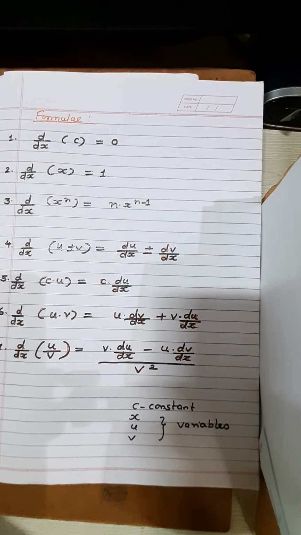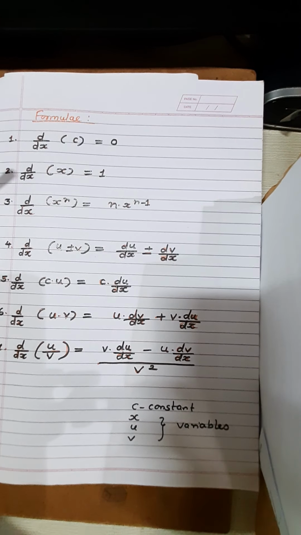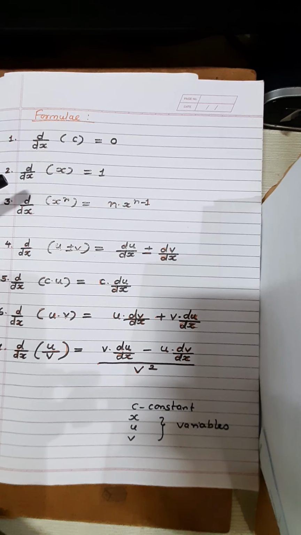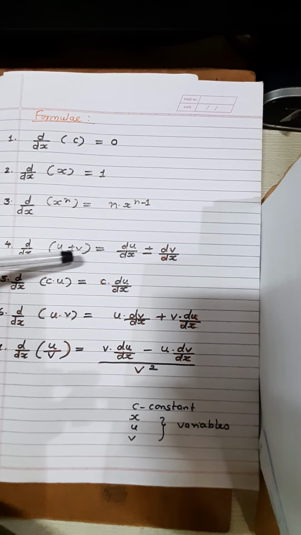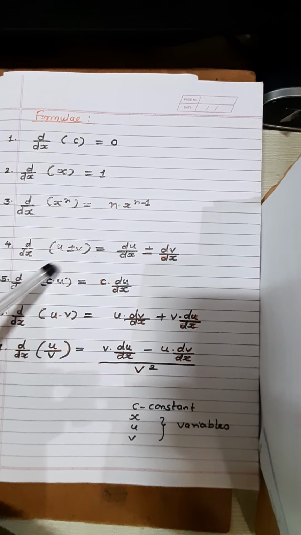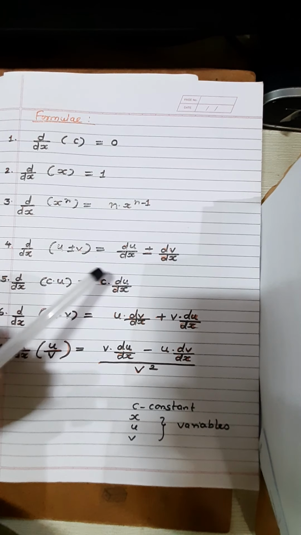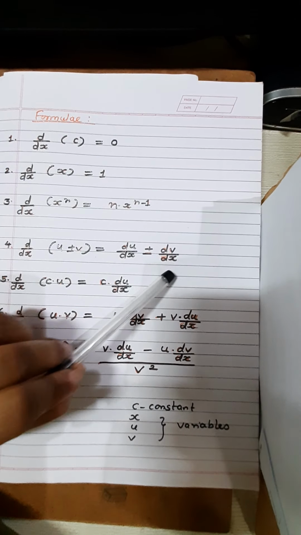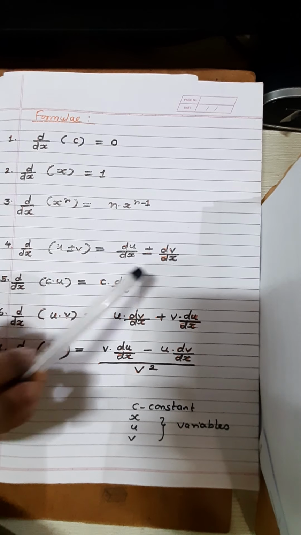Now it's not that we will always have one variable, say x, but we may have n number of variables in our equation. So suppose we have two variables u and v along with x. When we take d dx of u plus or minus v, we get du by dx, that means the first term is differentiated with respect to x, plus minus dv by dx, that is the second term is differentiated.